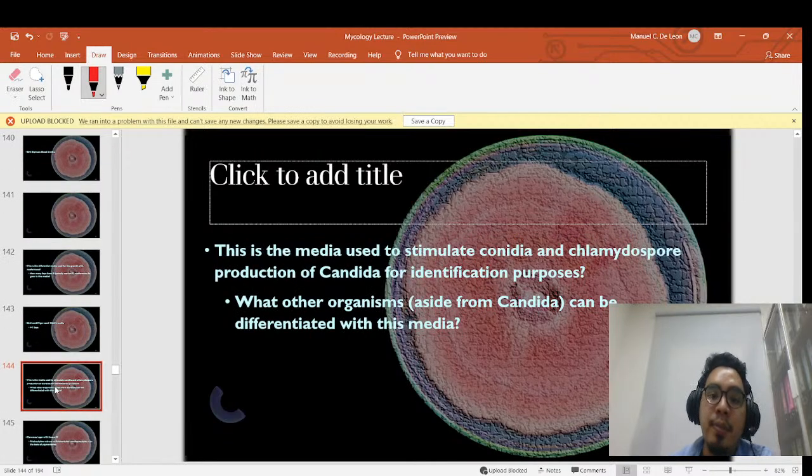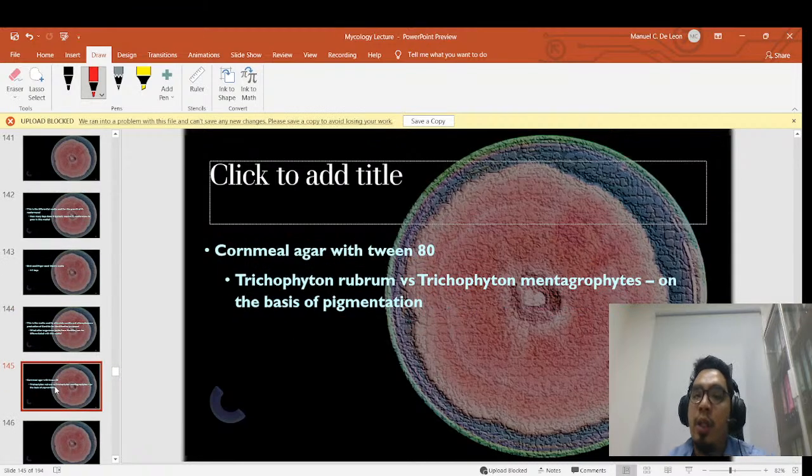All right. So this media is used to stimulate the conidia and chlamydospore production of Candida. This is cornmeal agar with Tween. This is also an agar that we can use to differentiate between Trichophyton rubrum and Trichophyton mentagrophytes. It doesn't matter how you pronounce it, just as long as you correctly spell it on an identification exam.